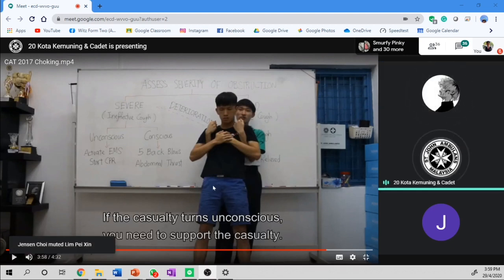Any question? Oh, okay, never mind. So as you can see, why we need a leg in between is because when the casualty turns unconscious, you can directly support the casualty with the leg in front and then another leg behind.